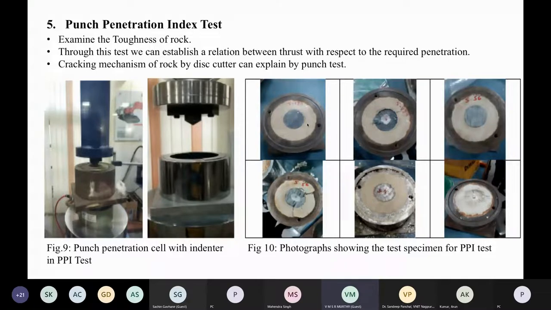Finally, we have started testing a number of cases. Currently, we are doing some tests related to Pakaldul also. You can see the samples being broken after the indentation has happened. And then the graphs can really unveil many things.